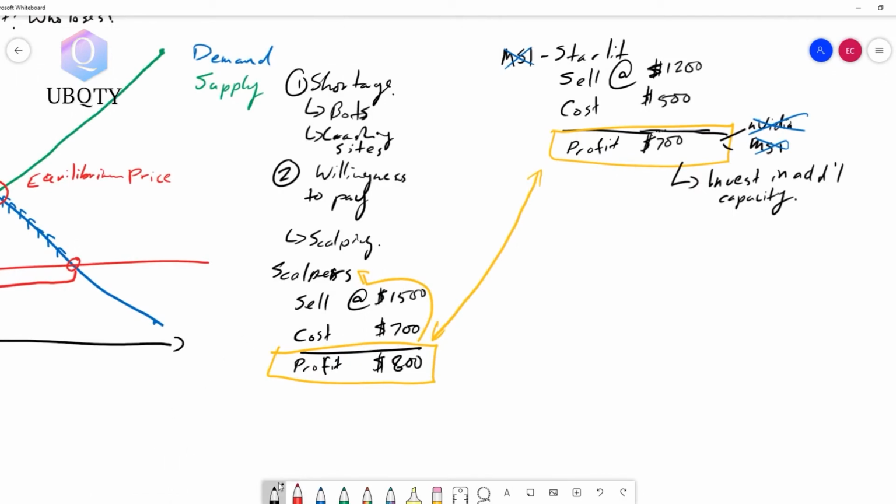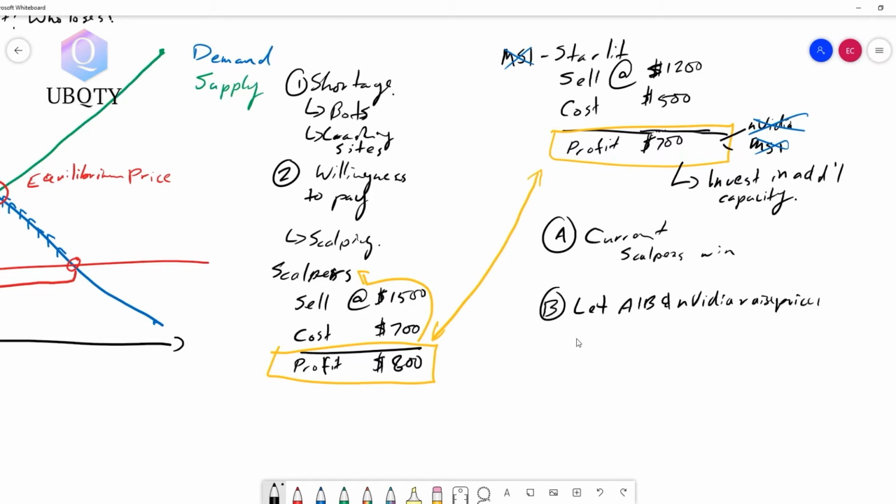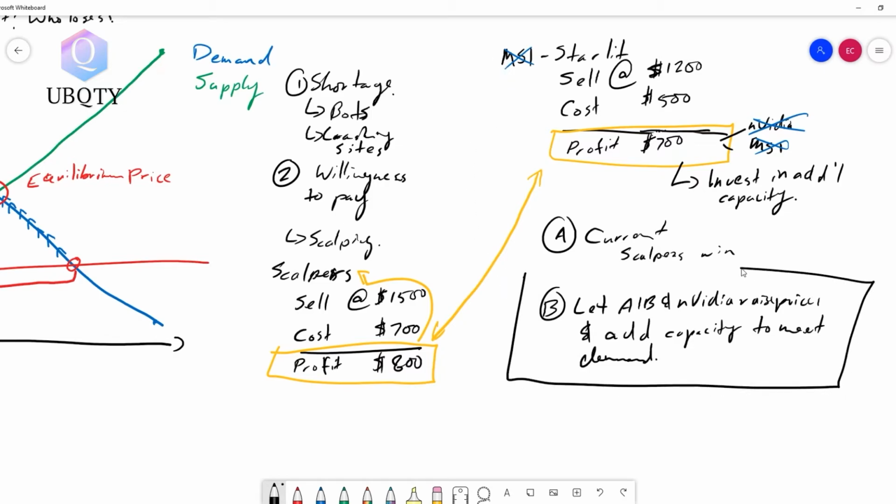Well, let's be more explicit here. Sorry, I'm ranting a little. So option A is the current situation where scalpers win. Option B is let AIB and Nvidia raise prices and add capacity to then meet demand. To me, option B seems to make the most sense.